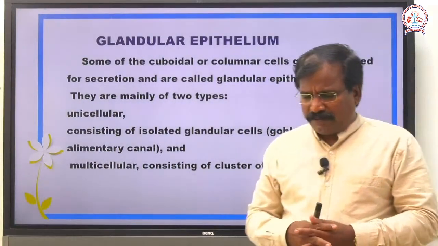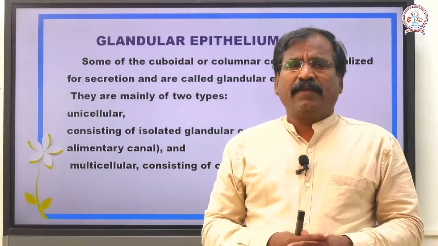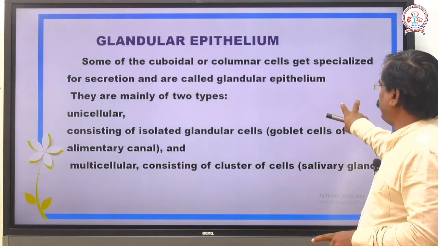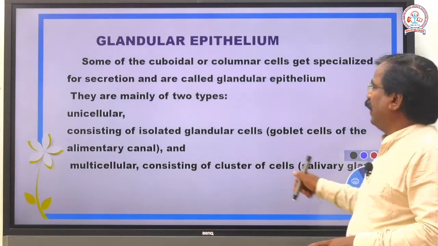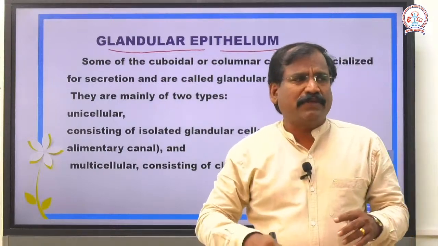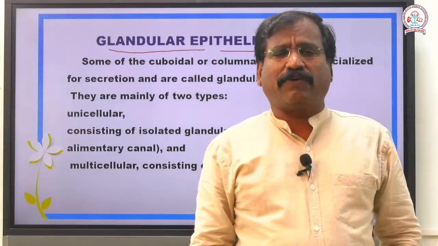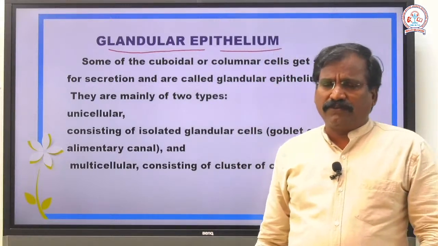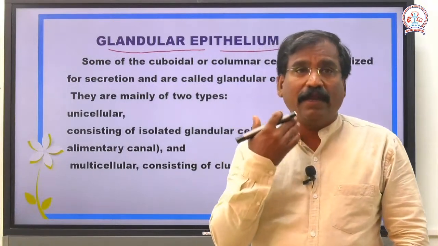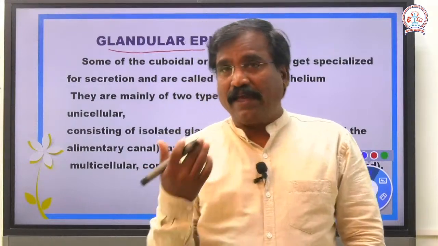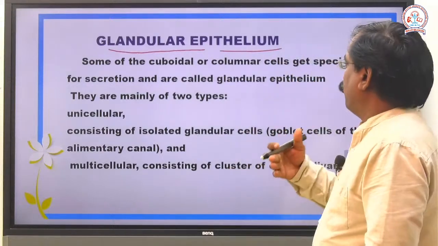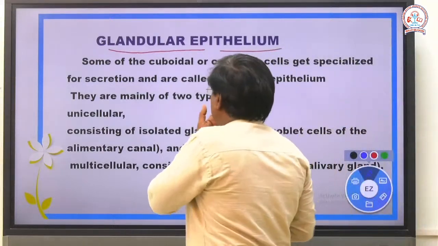So our next type of simple epithelium is the glandular epithelium. Glandular epithelium is that epithelium which is secretory in nature. Gland means that it secretes something: sweat gland, salivary gland, sebaceous glands, gastric glands, intestinal glands. Gland means secretory in nature.